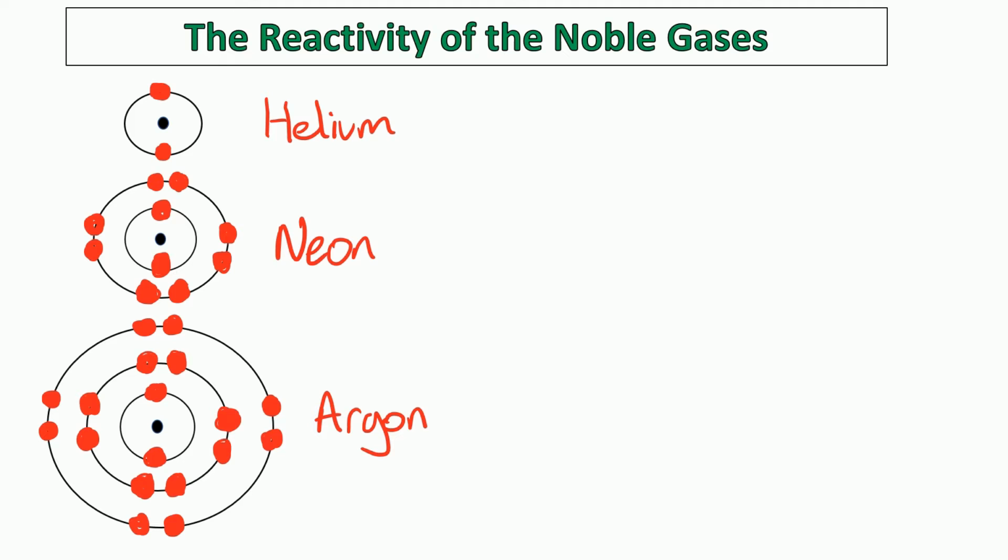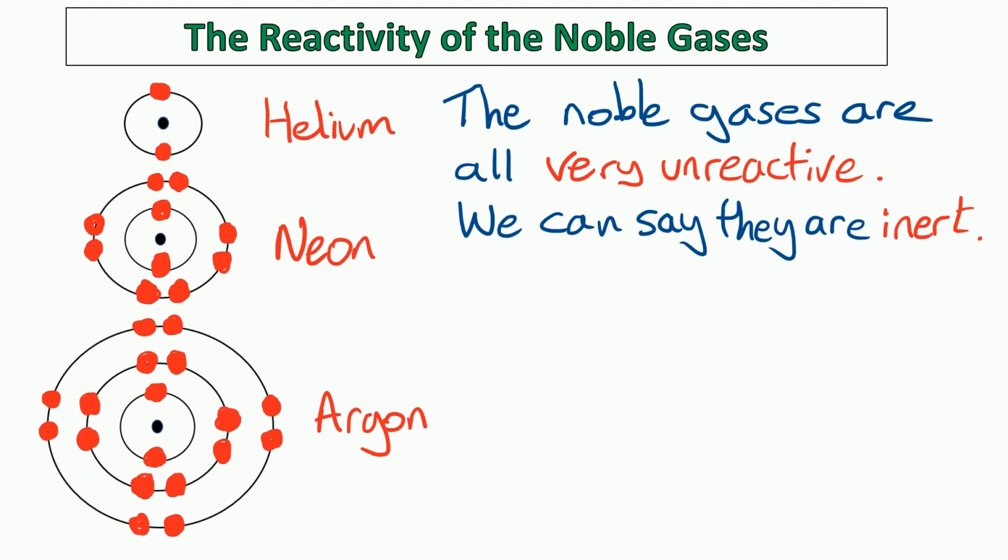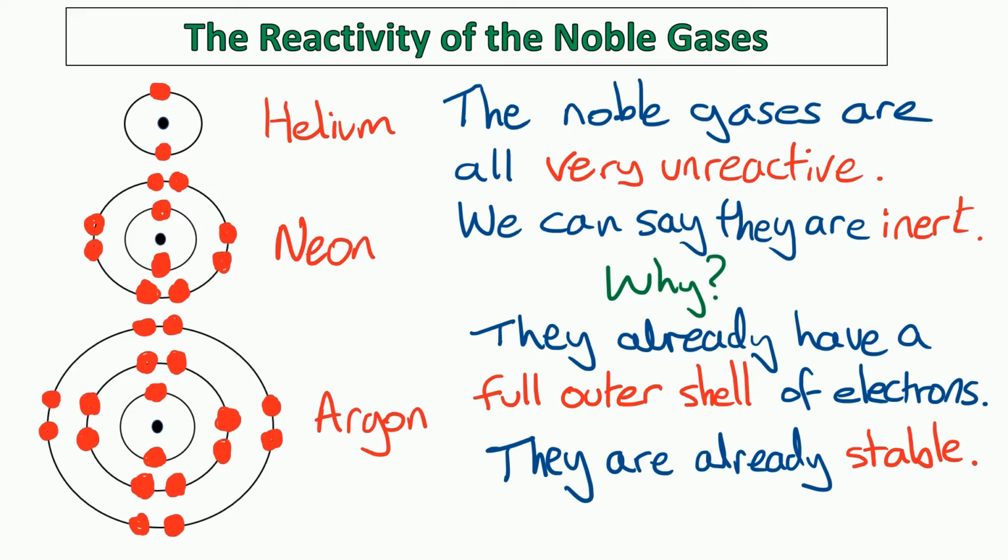So when we look at the reactivity of the noble gases, one thing that we find is they are all very unreactive. Another word you can use to describe this is inert. We can say they are inert. So why are they so unreactive? Well, if we look at the electronic structures, we can see they already have a full outer shell of electrons, so they are already stable. Make sure you're using these words in red: very unreactive, full outer shell, and that's what makes them stable.